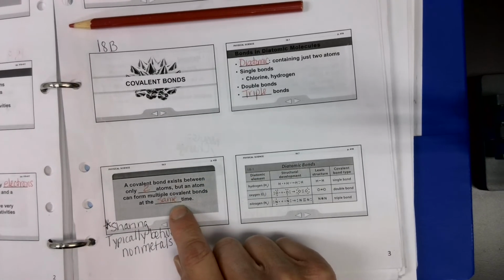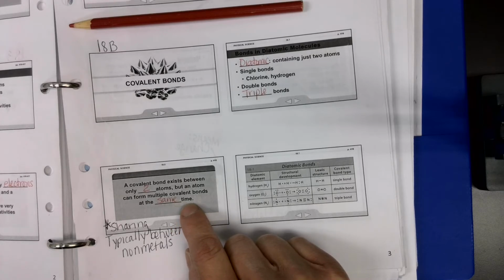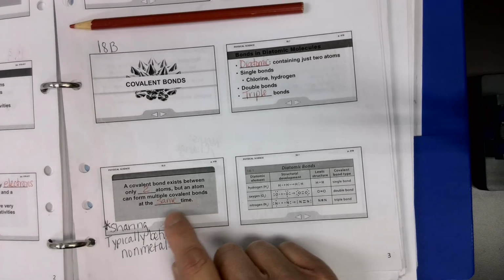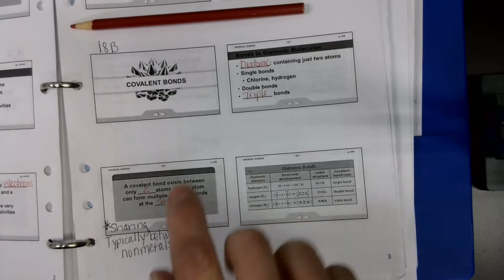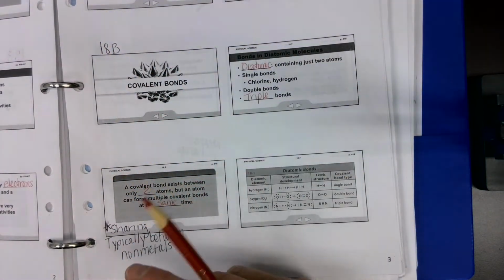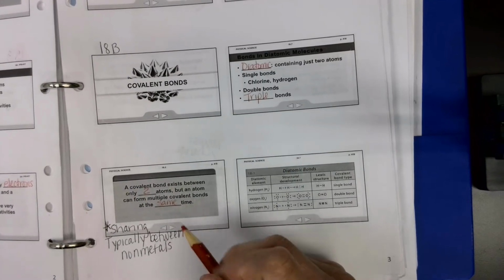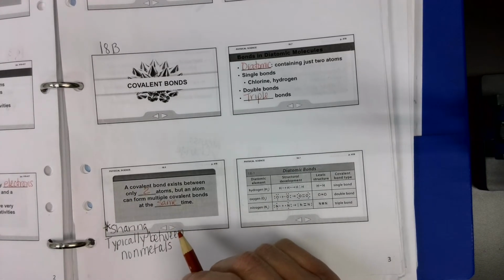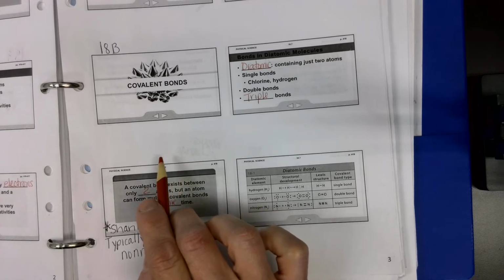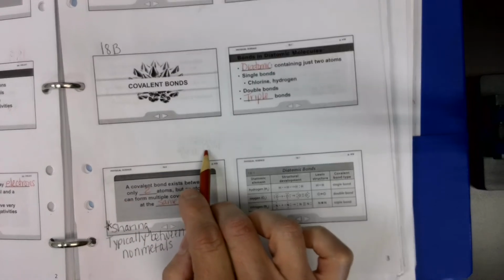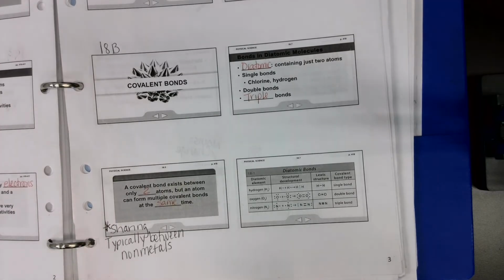A covalent bond exists between only two atoms, but an atom can form multiple covalent bonds at the same time, right? We can have a sharing of electrons between several non-metals, all at the same time. So think about it like you have a central element that's bonding on either side with separate elements.